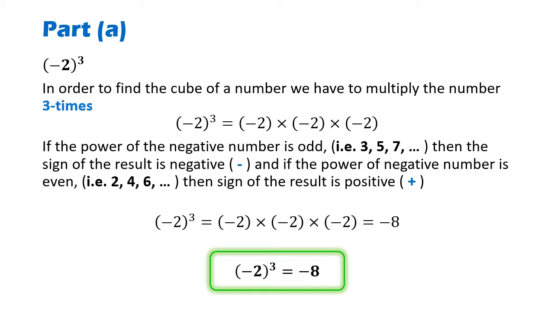In order to find the cube of a number, we have to multiply the number 3 times. If the power of the negative number is odd, then the sign of the result is negative, and if the power of the negative number is even, then the sign of the result is positive. So, by multiplying minus 2 three times we have 8, and since minus 2 has an odd power, that is 3, we have to place a negative sign before 8. Therefore, cube of minus 2 equals minus 8.